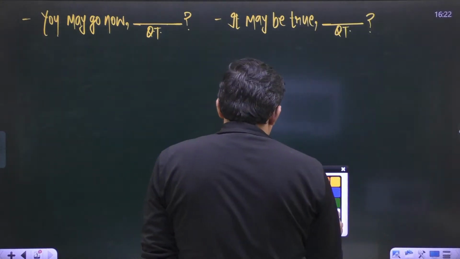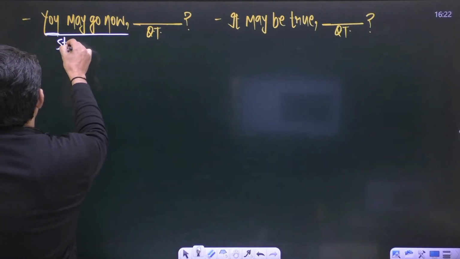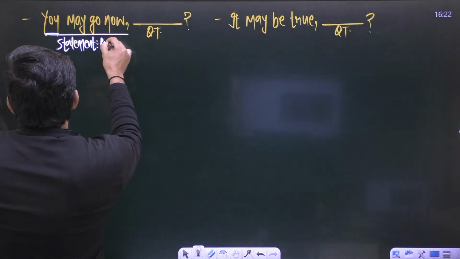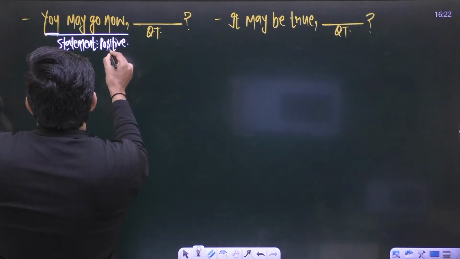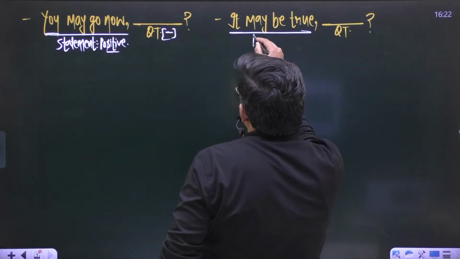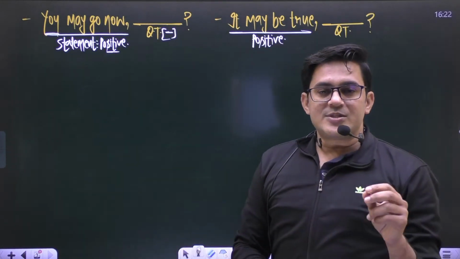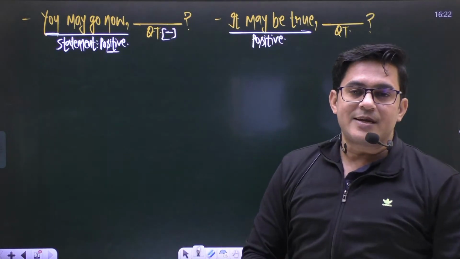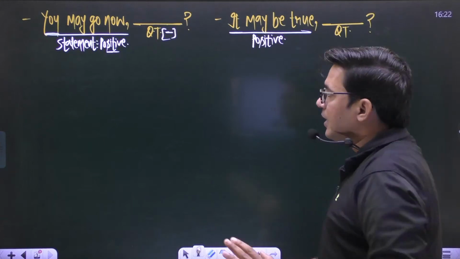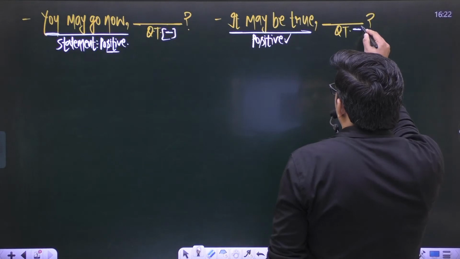The basic concept of question tag is: if the statement is positive, its question tag must be negative, and if the statement is negative, its question tag is positive. In both sentences you have a positive statement, so the question tag must be negative.